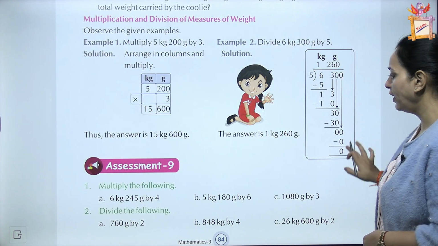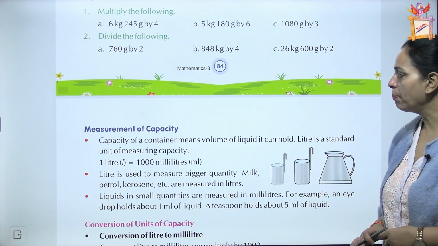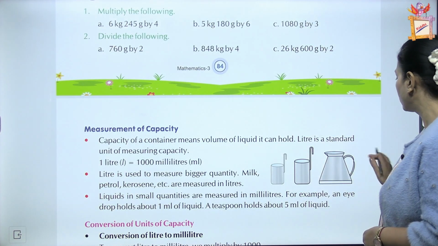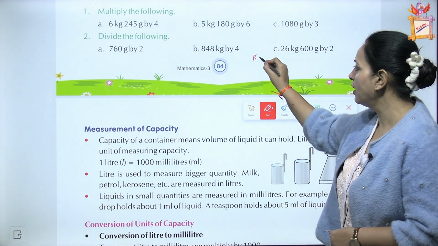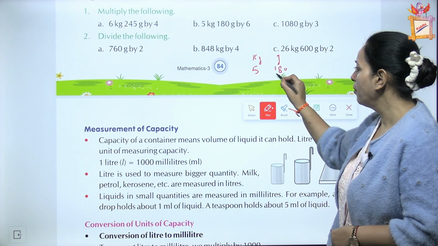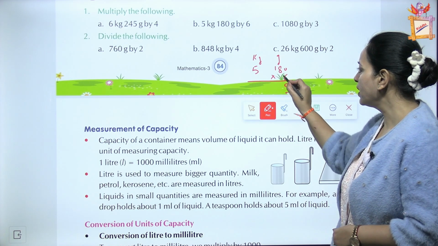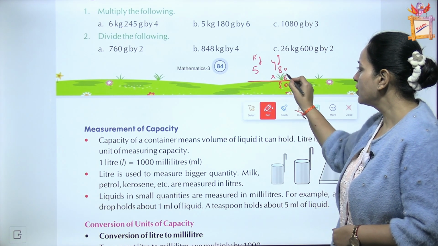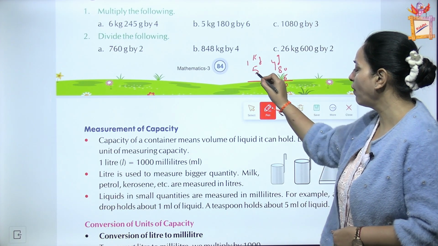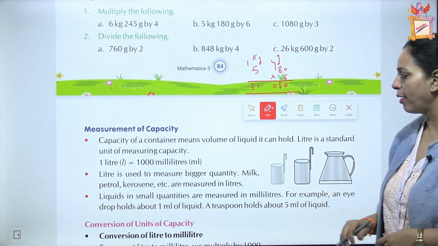So assessment 9, see the first one, multiply the following, like B part 5 kg 180 gram by 6. So what to do? Kg, gram, 5 180 multiply by 6. So 6 zeros are 0, 6 8s are 48, 6 1s are 6 and 4 is 10. 1 here, 6 5s are 30 and 1, 31 kg 80 gram.